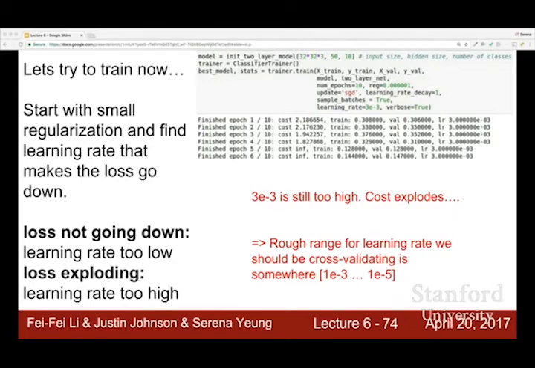So usually the rough range for learning rates that we want to look at is between 1e-3 and 1e-5. And this is the rough range that we want to be cross-validating in between. So you want to try out values in this range, and depending on whether your loss is too small or whether it's too large, adjust it based on this.